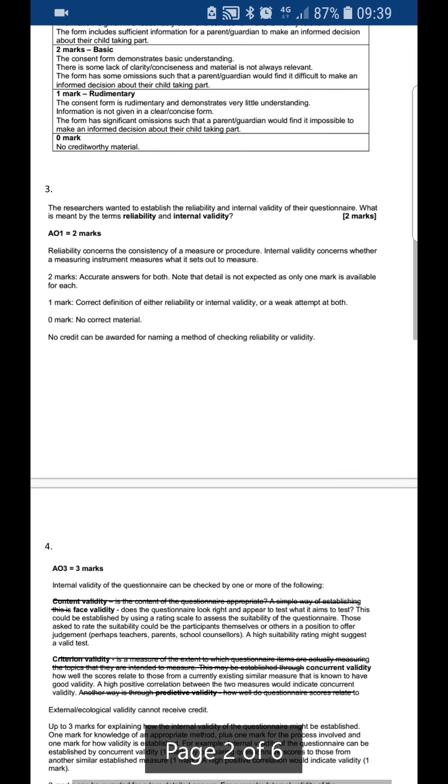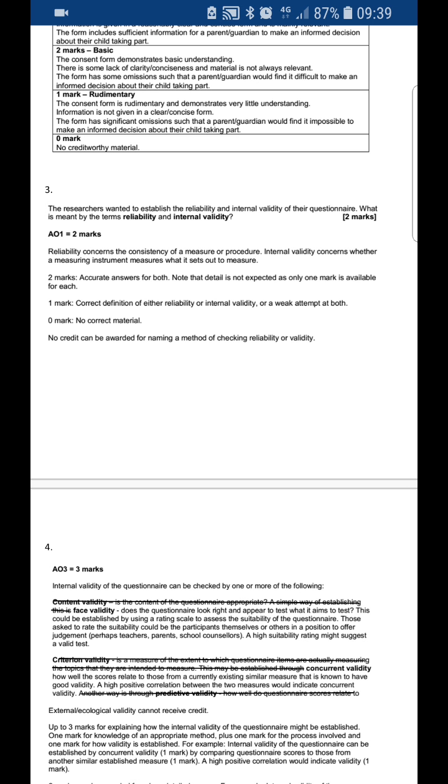Question number 3 was probably the most poorly answered question on the research methods section, for the simple reason that a lot of you got reliability and validity muddled up, and that therefore had an impact on question 4 as well. Reliability was better than the definitions of validity, it has to be said. For reliability, a lot of you said that it was basically just consistency, so being able to repeat a study and getting consistent findings.